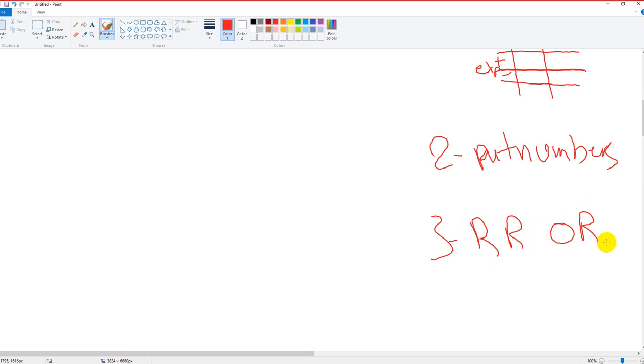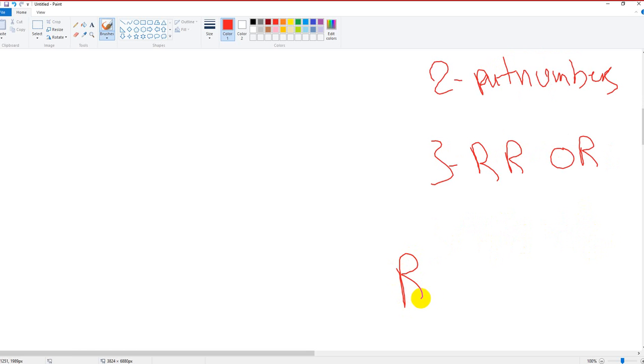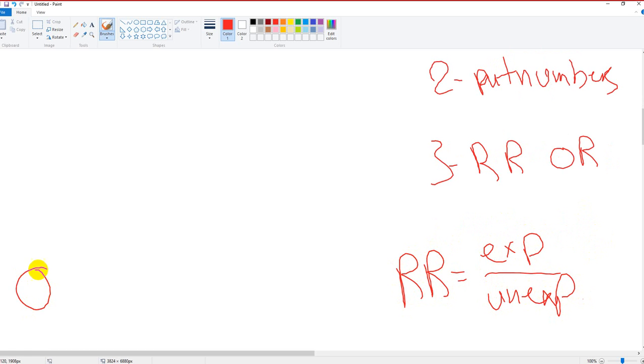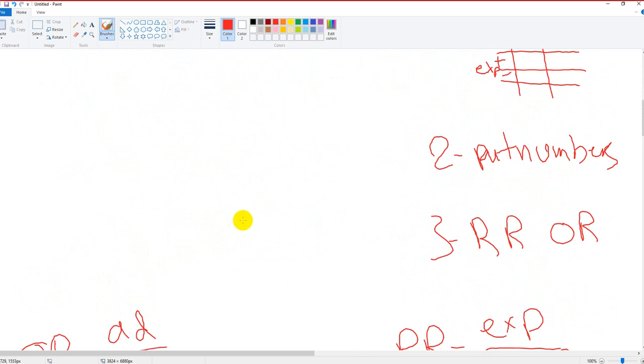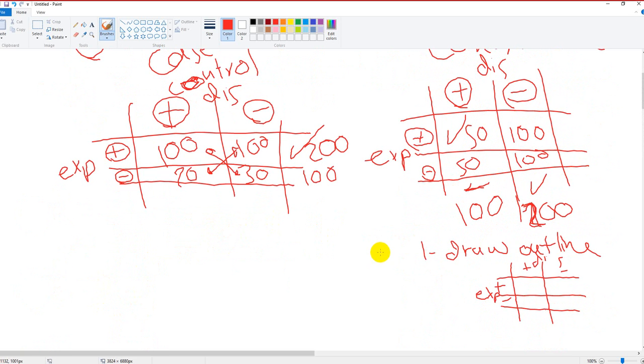Okay, we can use the relative risk law and odds ratio. Okay, the relative risk, as I have said, is the exposed over the unexposed. Okay, while the odds ratio is A, D over B, C. Okay, just like this. Multiply those, and divide them by the multiplication of those.